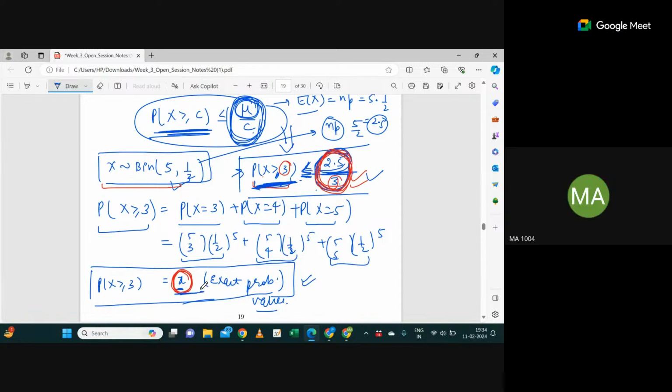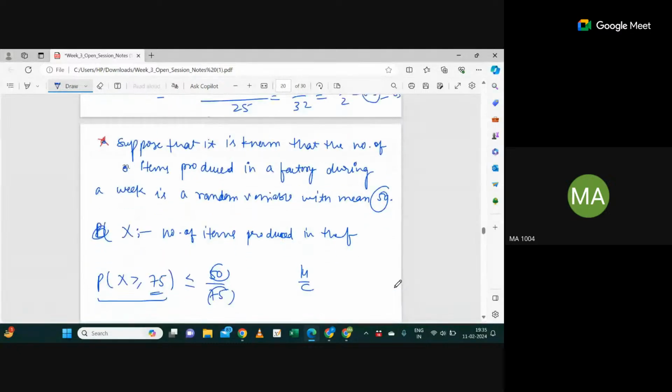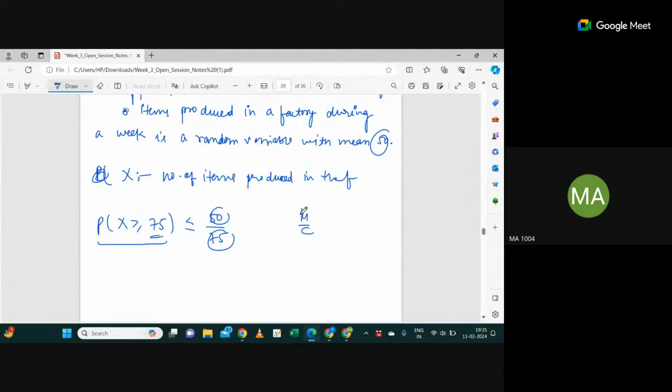This exact value you can calculate or cross-check. Let's do it right now. 5c3 is 10 plus 5c4 is 5 plus 1, divided by 2 raised to the power 5. So that means 16 by 32, which is half. Just cross-check whether it's correct. So what is 2.5 by 3? This is 0.83 something, and a half is 0.5. Here the exact probability is 0.5, but it is less than or equal to 0.83. Is this clear? Okay. So if you don't know something about the distribution, then this is very helpful.